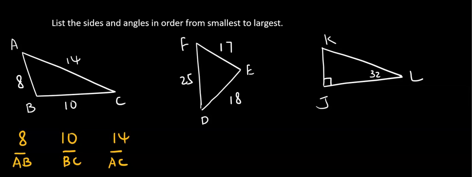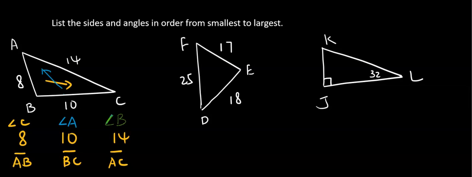Alright, 8 is opposite angle C, so we're going to write angle C. 10 is opposite angle A right here, so we're going to write angle A. And 14 is opposite angle B. Let's get a different color. That's it.